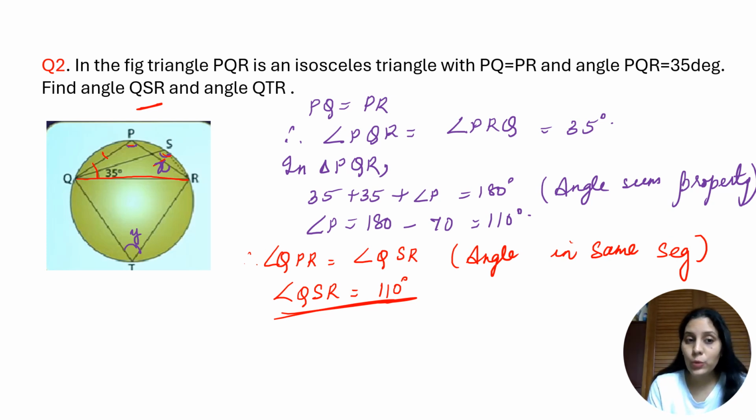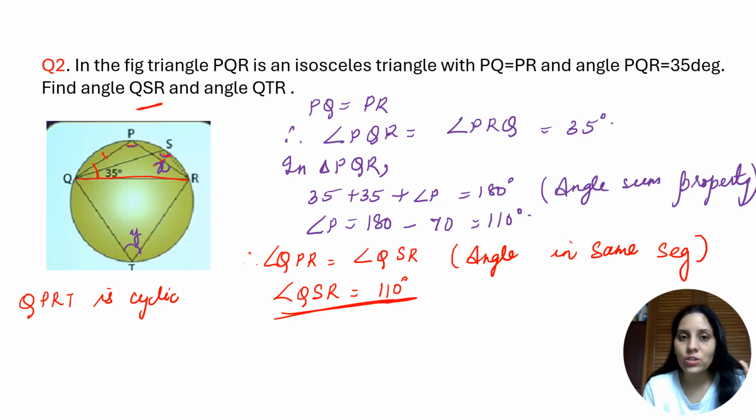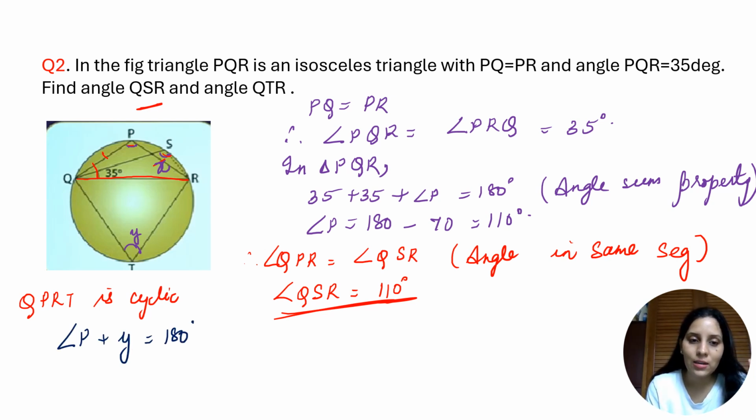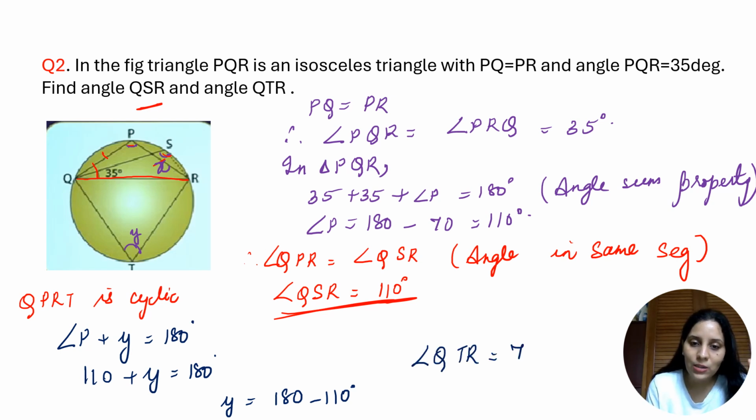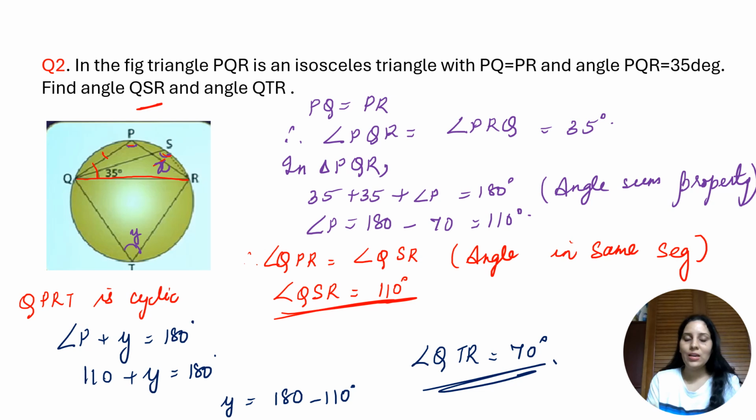Next, as we know that QPRT is cyclic because all the vertices lie on the circle, in a cyclic quadrilateral the sum of opposite angles is always equal to 180 degrees. So angle P is 110 plus Y is 180. So Y is equal to 180 minus 110. Angle QTR is equal to 70 degrees. Here I'm just figuring out how the angle is forming, how to approach the question.